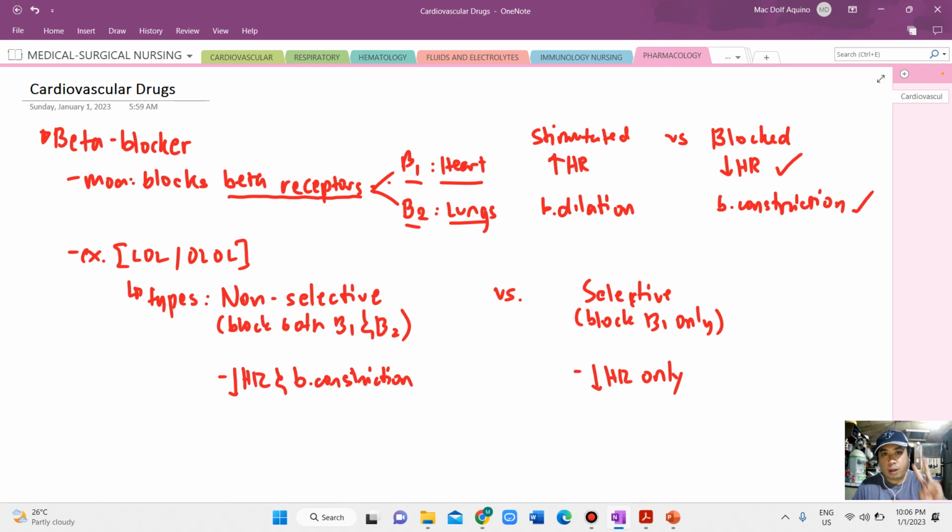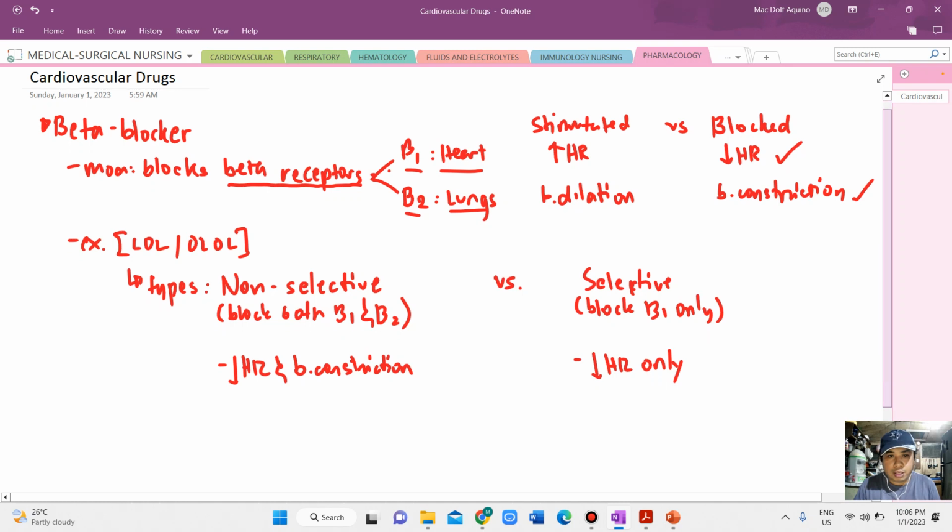So, two types of beta blocker, non-selective and selective. Non-selective blocks both beta 1 and 2, so heart rate decreases and there is bronchoconstriction. Selective blocks beta 1 only, so its effect is only a decrease in heart rate.